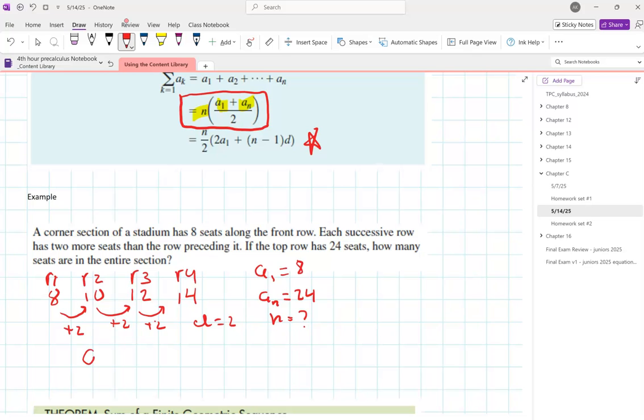So to do that, you could brute force it and see, like, if I keep adding 2, how many times do I have to do that to get to 24? Or what I prefer, because it could be an absurdly large number, is to write the formula for the nth term of our sequence. A sub 1 plus n minus 1 times d. And then I'm just going to set that equal to 24 and solve for n.